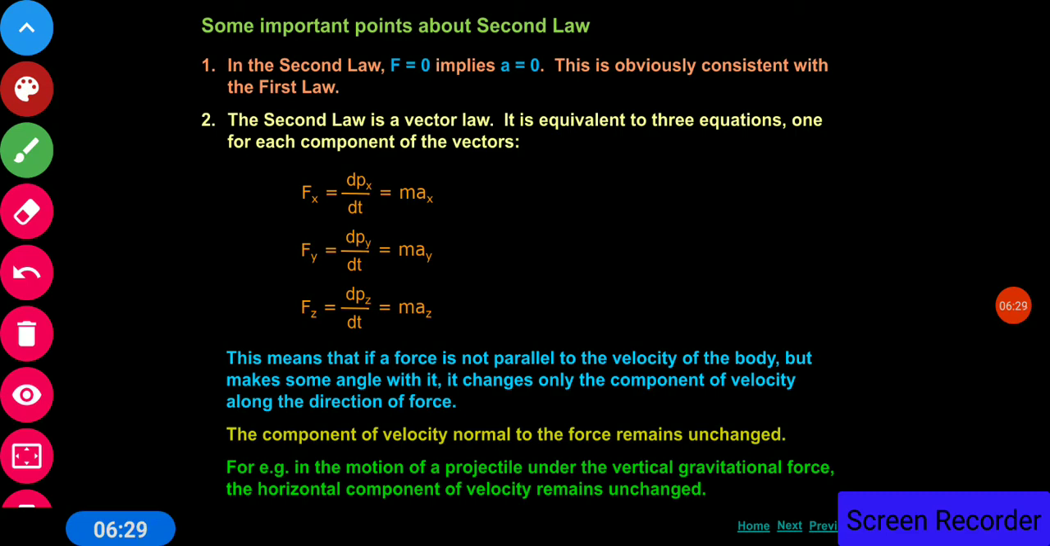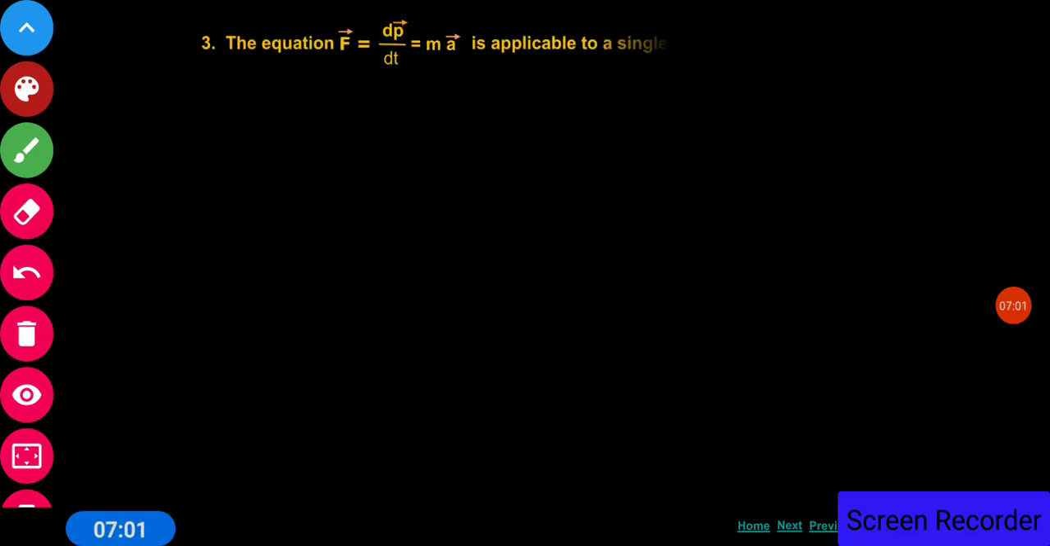For example, in the motion of a projectile under the vertical gravitational force, the horizontal component of velocity remains unchanged. This you have studied in the previous lesson: since gravitational force is acting in the downward direction only, the horizontal component of the velocity throughout the motion is not affected by the acceleration due to gravity. So ux = u cos theta remains unchanged during the complete motion.